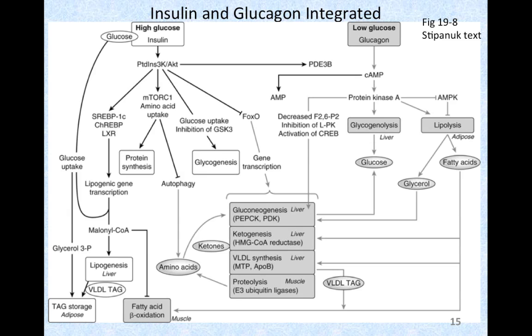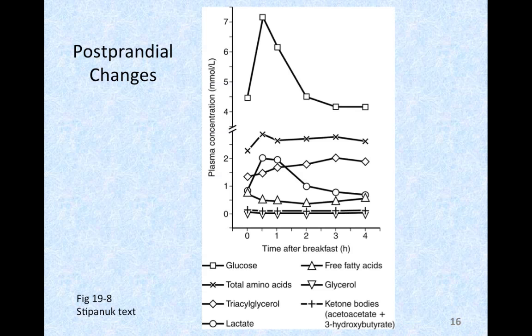Okay, so kind of opposing end results in each of these processes. Some of them work on similar molecules. Some of them use different molecules completely to regulate a specific process that's appropriate in either high glucose or low glucose. Okay, and then postprandial changes.